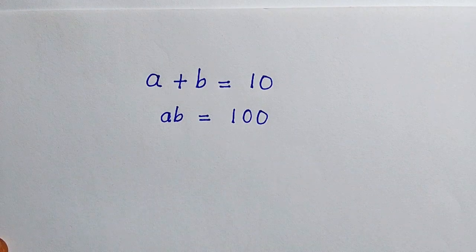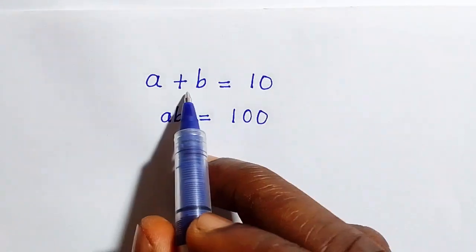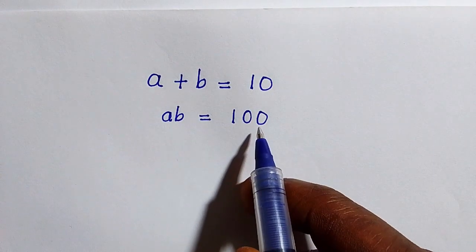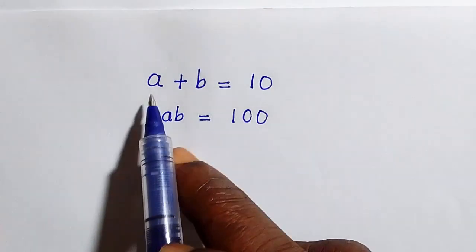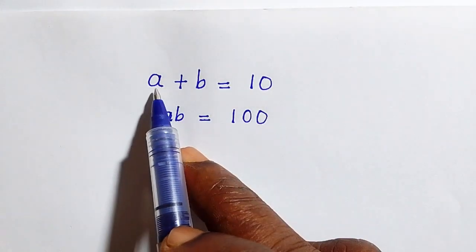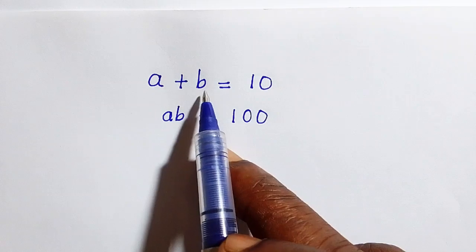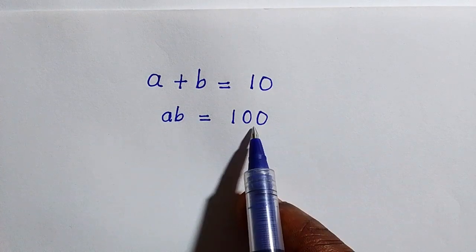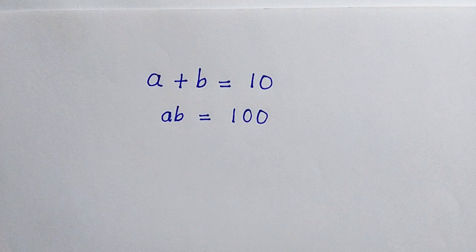So here we have a nice system of equations. We have a + b = 10 and ab = 100. So we want to find a and b. Let's say we have a = 5 and b = 5. So we get this one as 10, but 5 multiplied by 5 is not equal to 100. So we need to verify for which the answer satisfies these two equations.